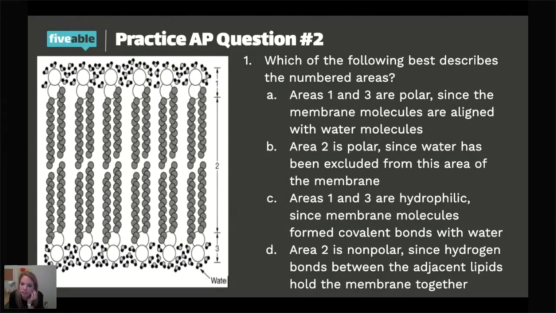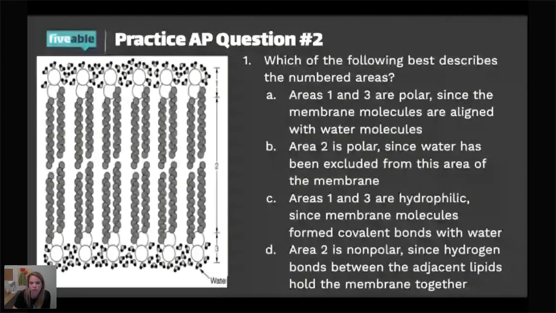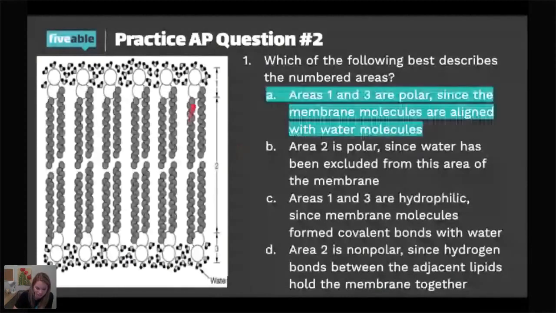What's wrong with C? Because it says it's hydrophilic. That's the same thing as polar. What's wrong with C? There is not a covalent bond with water. Very good, Elena. And the heads don't form covalent bonds. Yeah, they're way too electronegative for that. So it's going to be A. Very, very good. Y'all are 2 for 2.